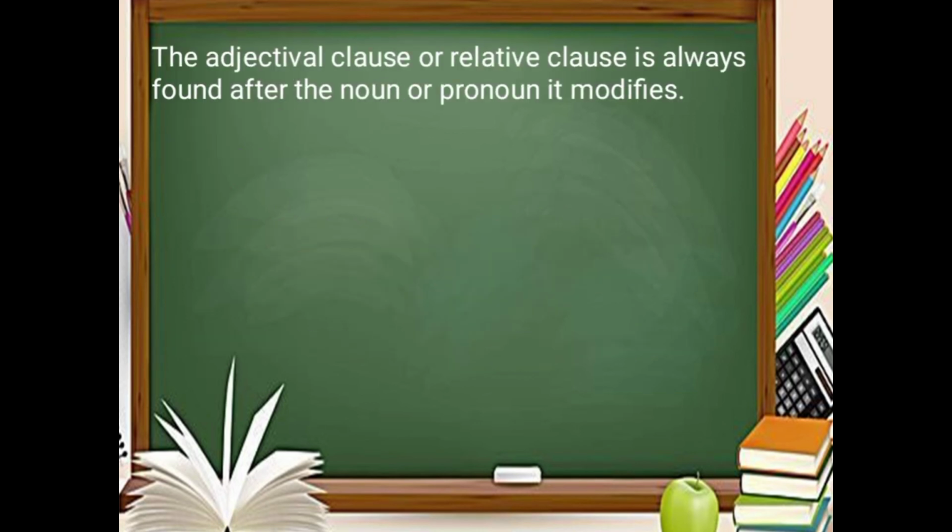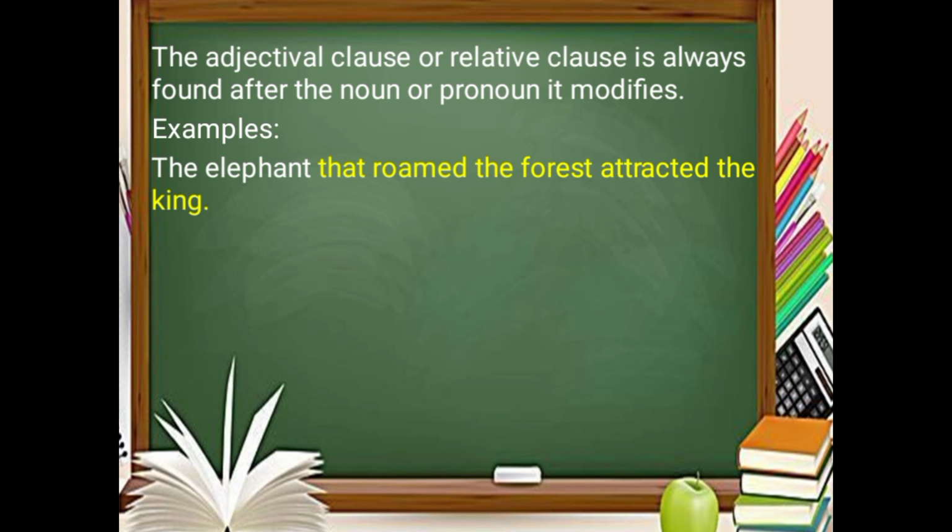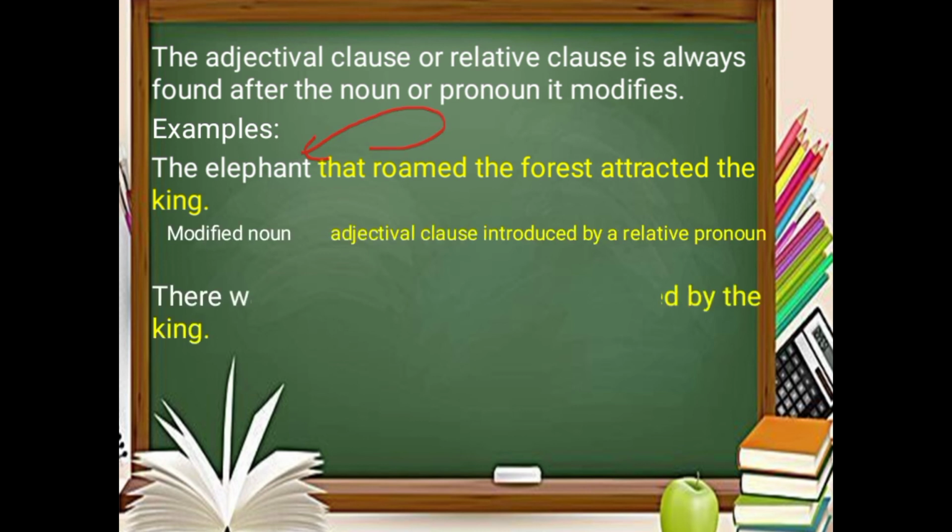The adjectival clause or relative clause is always found after the noun or pronoun it modifies. The elephant that roamed the forest attracted the king. Our adjective clause is found right after the noun it modifies. There was an elephant which was captured by the king. The adjective clause is found right after the noun it modifies.